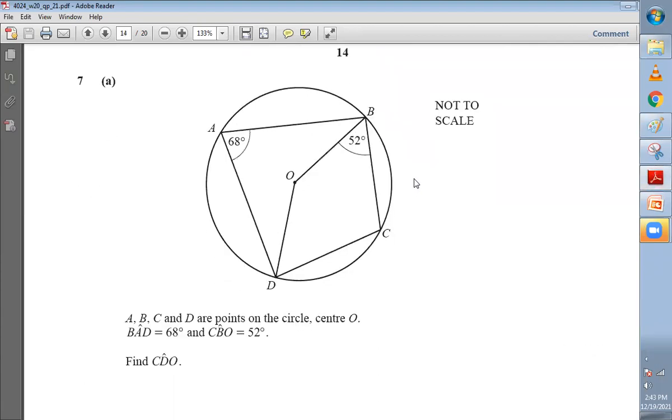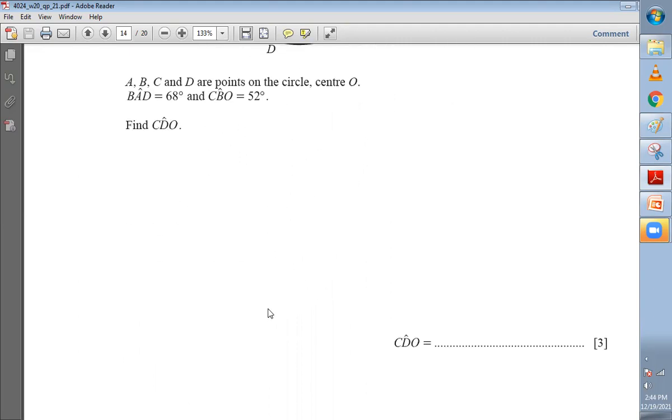Okay, so we are done with question number 6, and now we are going to question number 7, A part. Here a circle is given. Here you have A, B, C, D. If you remember, it's a cyclic quadrilateral. A quadrilateral whose 4 vertices are on the circumference of the circle is called a cyclic quadrilateral. This is the center, and OB is the radius, OD is also the radius. A, B, C, and D are points on the circle. With center O, angle BAD is 68, and angle CBO is 52. The question is to find angle CDO.